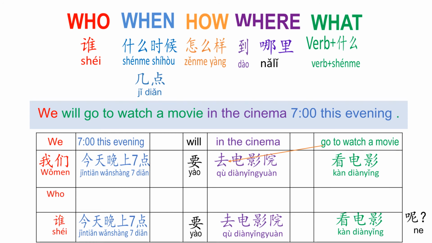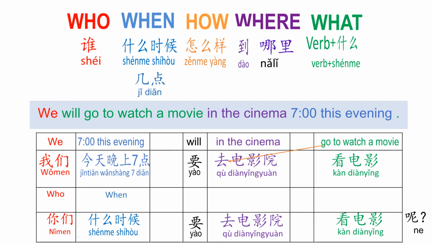And if you want to find out who, who is 谁. 谁今天晚上七点要去电影院看电影呢? Because this question is an open question, not a yes and no question, the question word becomes 呢. If you want to find out when you are going, let's see. When, 你们什么时候要去电影院看电影呢? When are you going to the cinema to watch a movie?